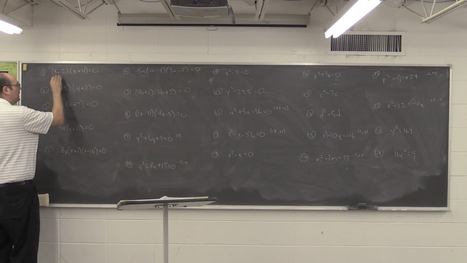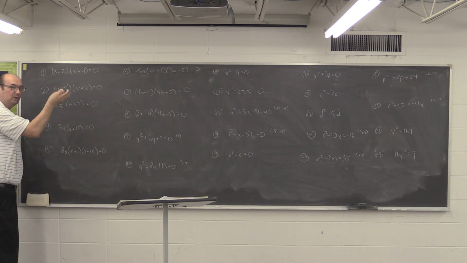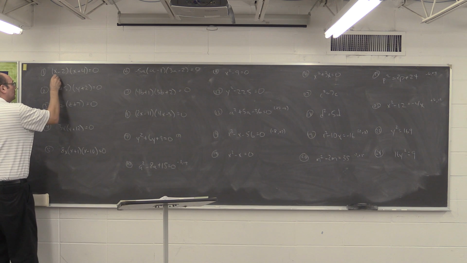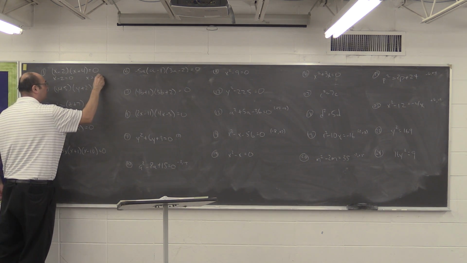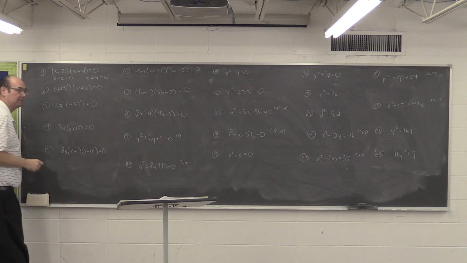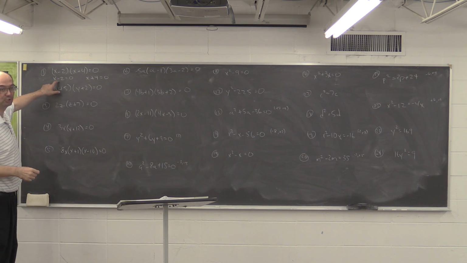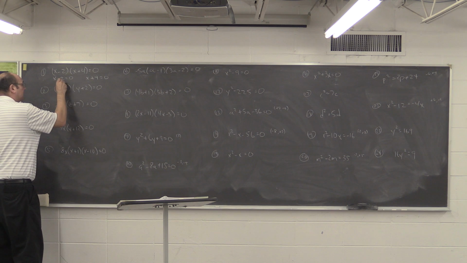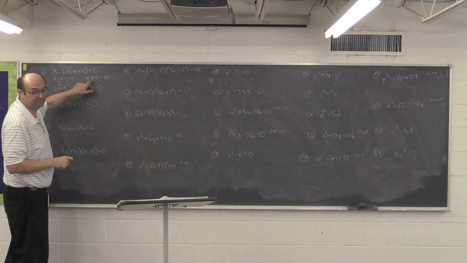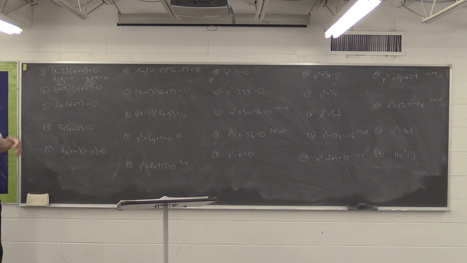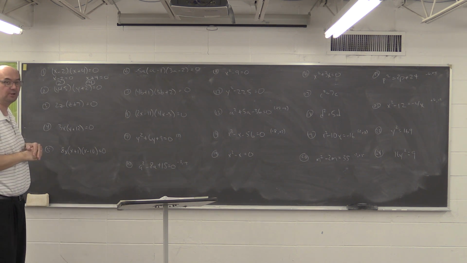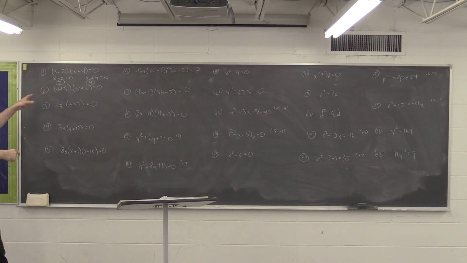I'll do it for the first one. X minus 2, x plus 4. Anytime we have two binomials like that, we set each one equal to 0. X minus 2 equal to 0, x plus 4 equal to 0. By now you should be able to solve for x. Add 2 to both sides, so that would be x equals 2. Subtract 4 from both sides, and x is a negative 4. So we have two answers. Make sure you provide both answers on your paper, okay?